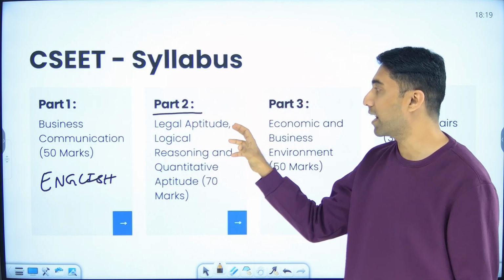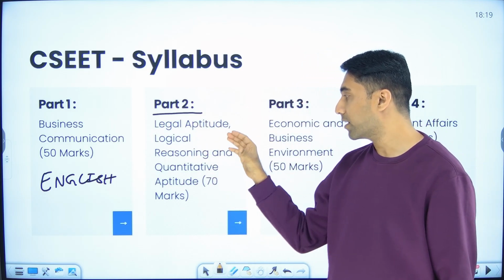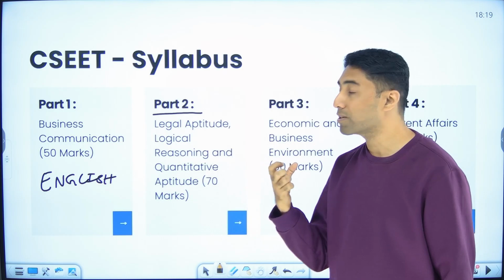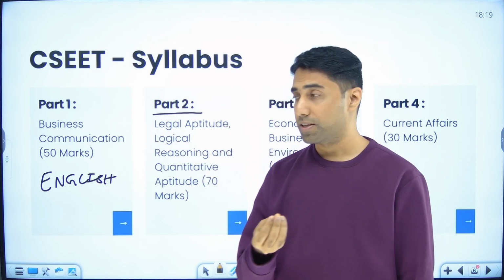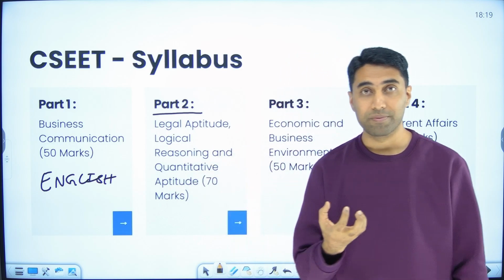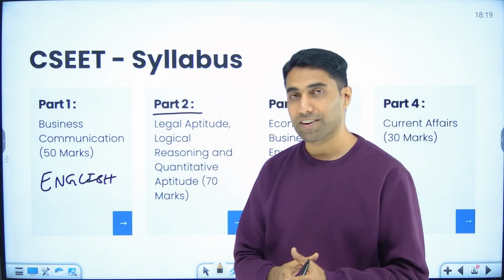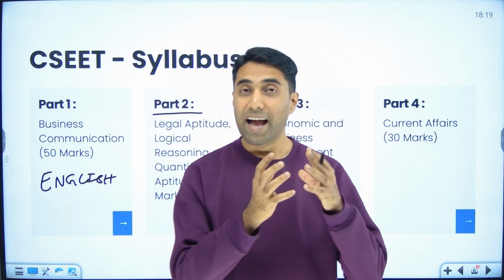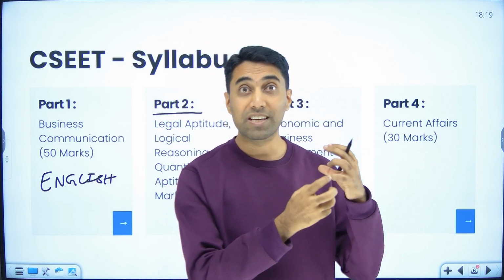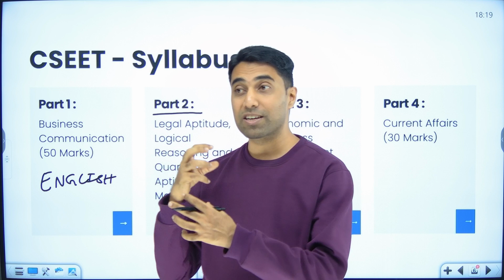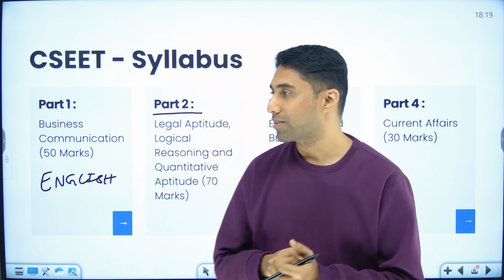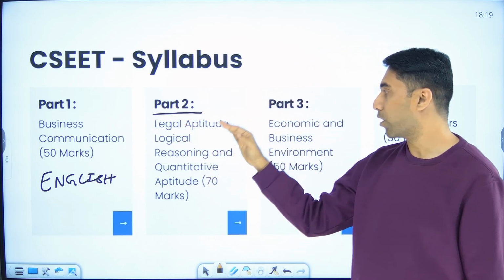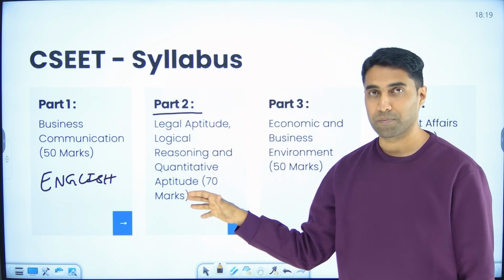Part 2, we have legal aptitude, logical reasoning, quantitative aptitude. Totally it was 70 marks. So it is the basics of business laws and the law subjects. Logical reasoning. Remember, as a company secretary, you should have analytical skills, logical thinking skills, linguistic or communication skills you need as a company secretary, right? So that is why legal aptitude, logical reasoning, and quantitative aptitude.